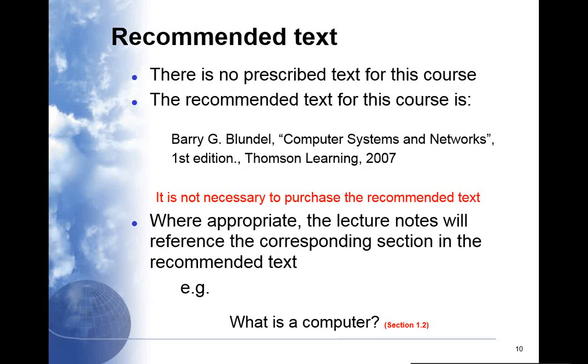So the recommended text, there's no prescribed text. The recommended text is by Barry G. Blundell, Computer Systems and Networks, first edition in 2007. There is still no second edition, and it's still okay. I mean, it's basically talking about some introductory computing concepts, so they haven't really changed that much in that sense, at least the introductory ones.